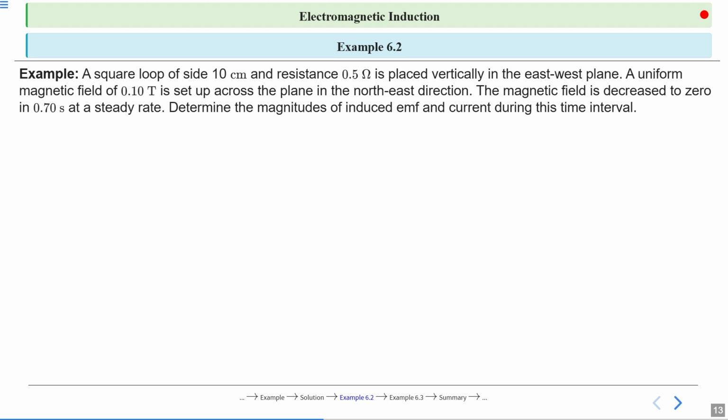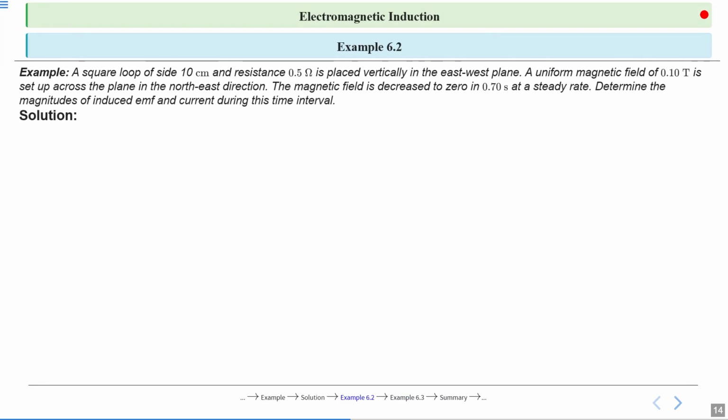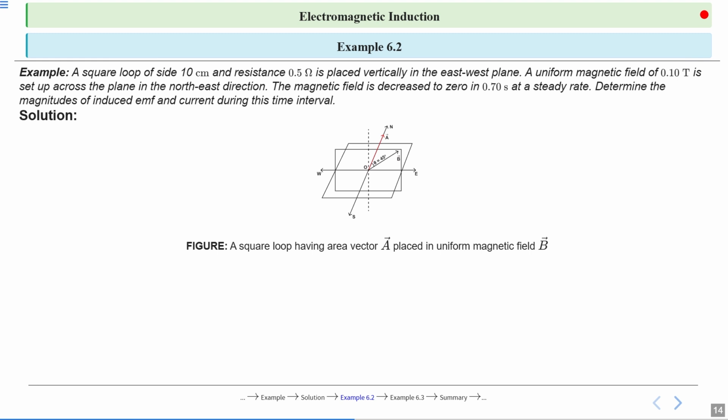Got it? At a steady rate, we are changing the magnetic field from 0.1 Tesla to 0. Determine the magnitudes of induced EMF and currents during this time interval. So we have to calculate induced EMF and induced current. There is a diagram also for your better understanding, so you can see this.